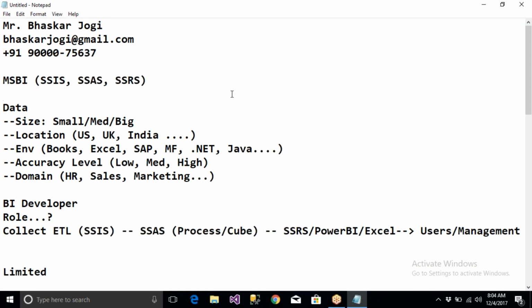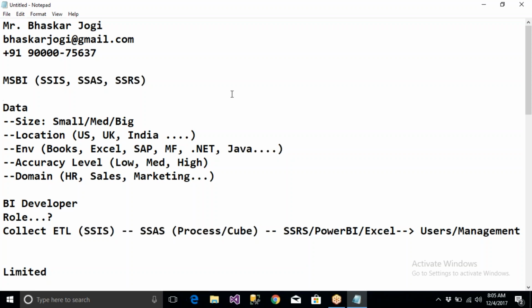In SSIS we have a web service task, but if you want to get live chat streaming data, if everybody is chatting and you want to capture that data, you may use Java. People call it web crawling. If live streaming data is available on websites and you want to capture that data, there is a method called web crawling.